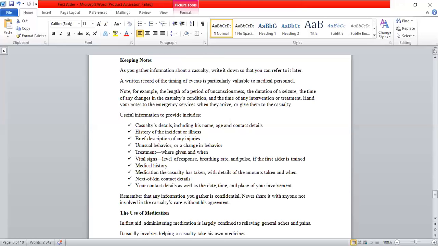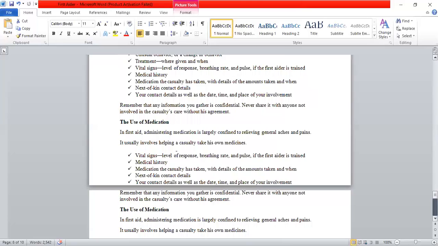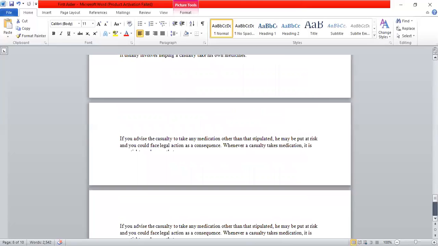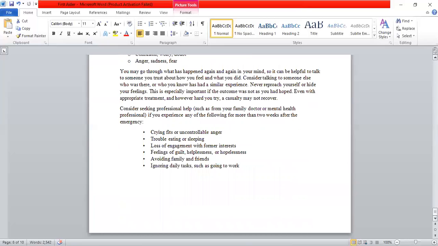Lastly is the use of medication. A first aider is only supposed to give painkillers, to manage general pain. But in case a casualty is on a certain medication, you can assist them to take it. For example, like I gave an example of an asthmatic patient, you can assist them to use an inhaler. But you're not supposed to give any other medication.